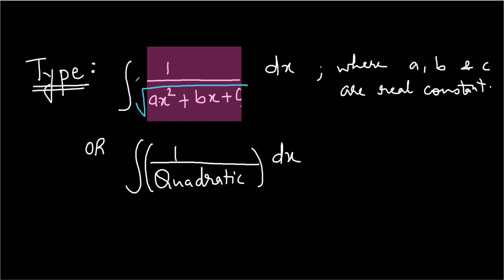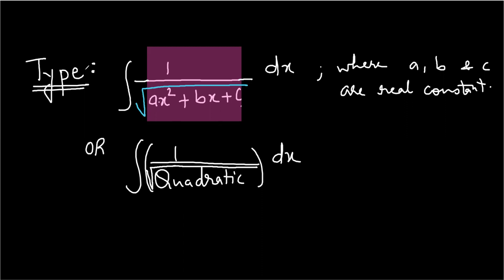How to integrate if I have 1 upon root of ax square plus bx plus c? What is the difference between this type and the earlier type? The earlier type was without the square root in the denominator. This time we have a square root in the denominator. We have the quadratic expression ax square plus bx plus c inside the square root. So the type is either 1 upon square root of ax square plus bx plus c, or 1 upon root quadratic, where a, b and c are real constants. So this is the next type.